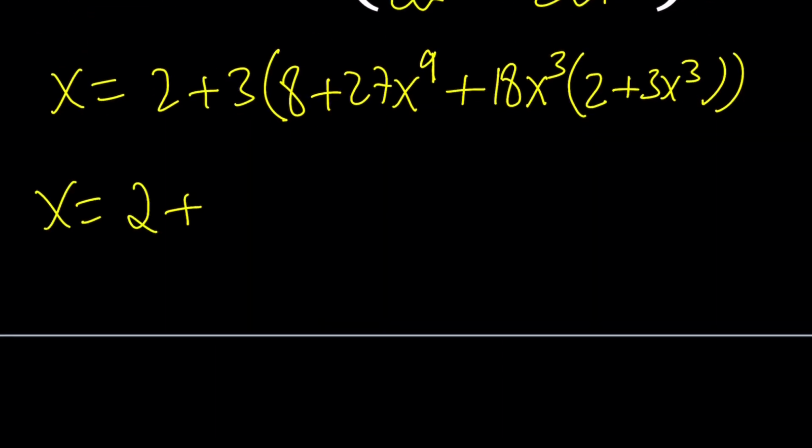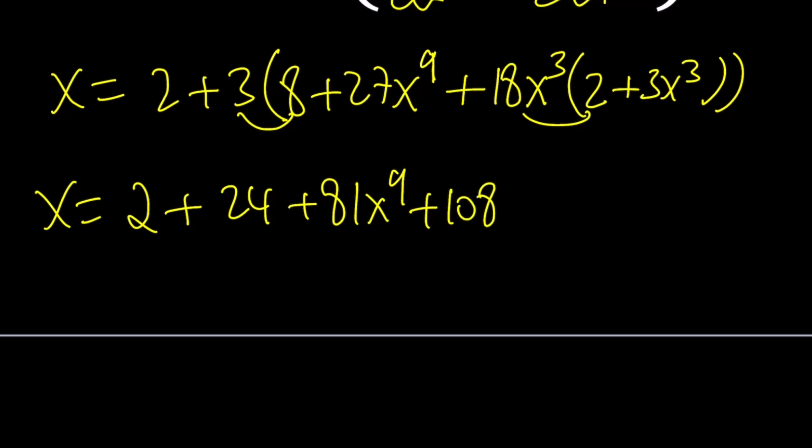So inside the parentheses we're gonna get something like 24 and then plus 81 x to the ninth power. These two will be multiplied to produce 36x cubed, and times 3, that's going to be 108 x to the third power. And then finally, this multiplied by 18x cubed is going to produce 54x to the ninth, another ninth power. And then that is going to be multiplied by 3 again, right? And that should give us 162x to the ninth power.